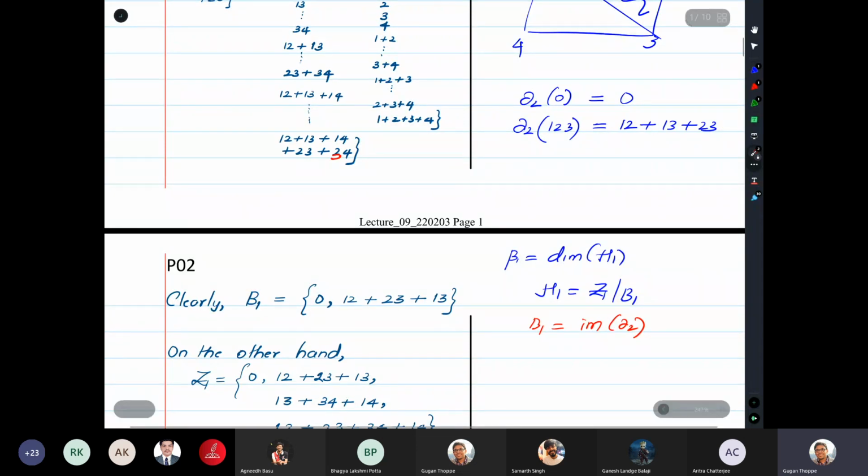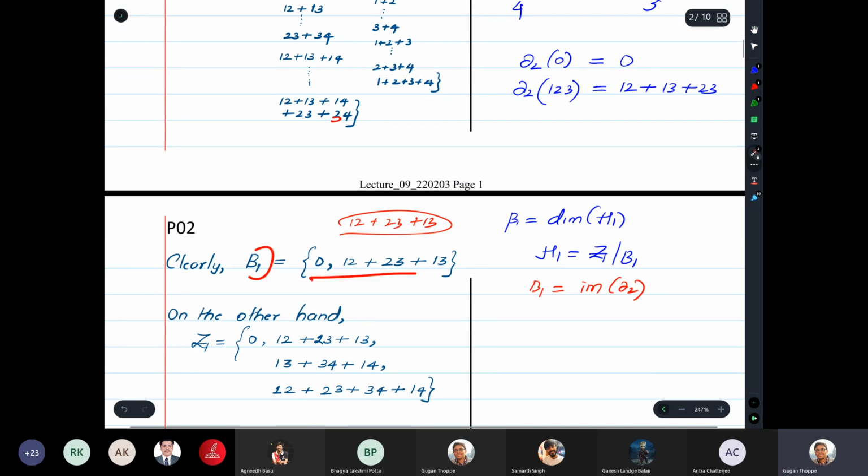Is this okay? Can one of you volunteer and tell me what is the dimension of B1? And please accordingly tell me what is the basis as well. What is the dimension of B1? Would one of you like to volunteer? Yes, Ganesh, go ahead. It should be 1. Please justify. The basis vector would be [1 2] plus [2 3] plus [1 3]. Very good. Is this okay? So this is a one chain, and that can be used to generate any element over here. Very good. Okay, so the dimension of B1 is 1.